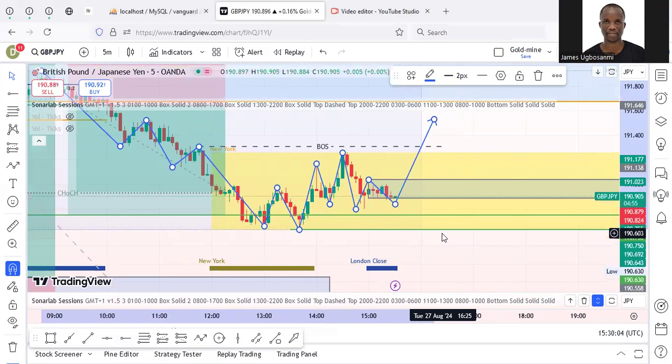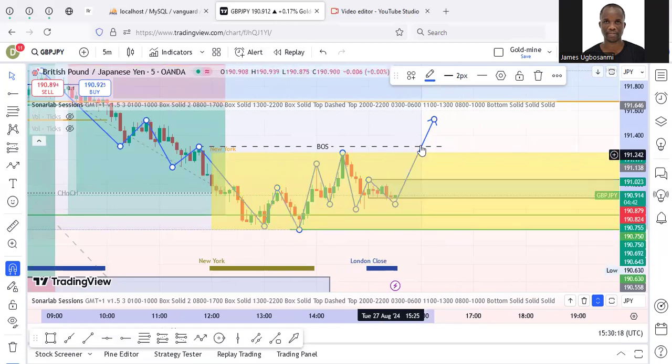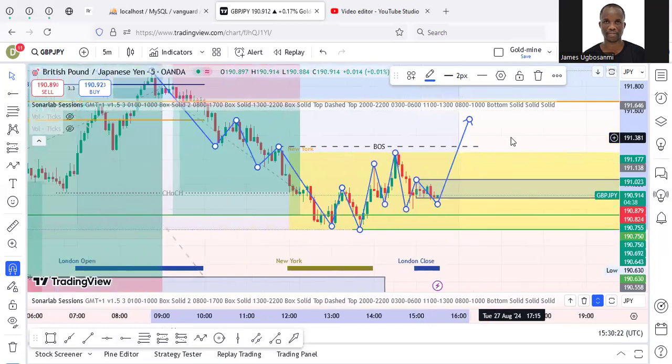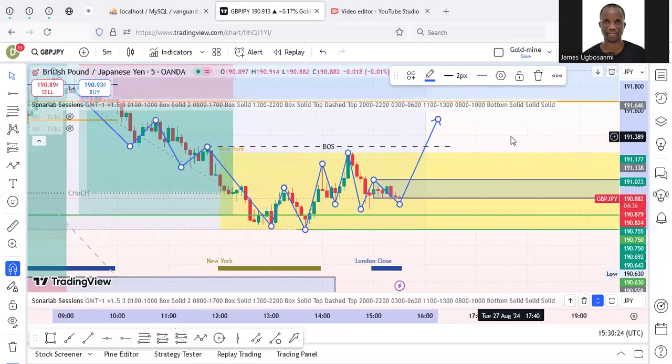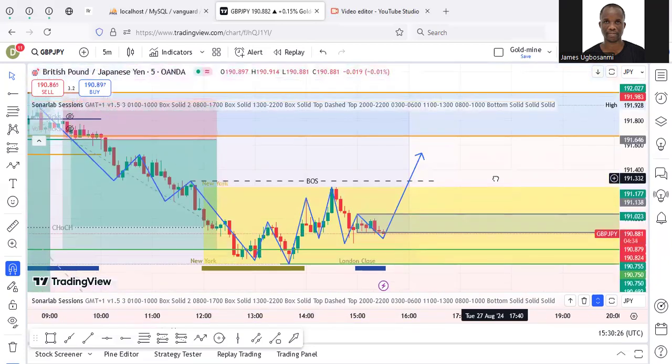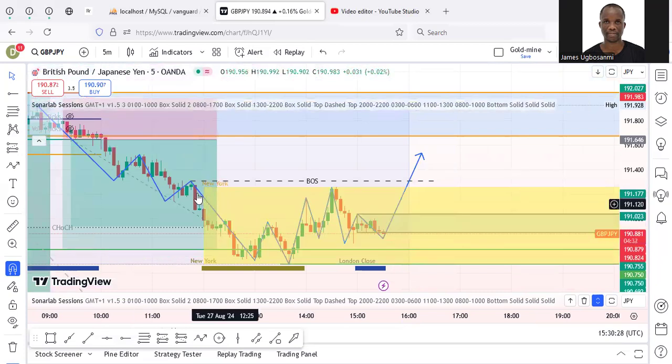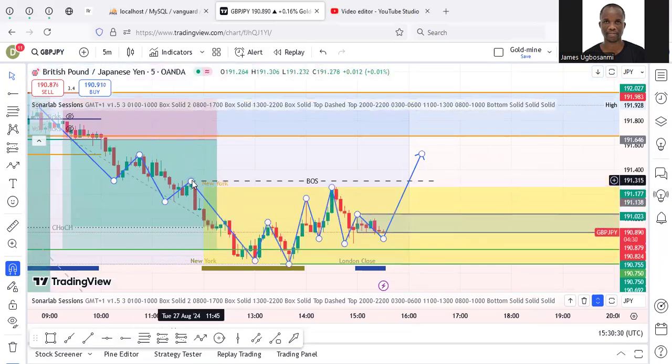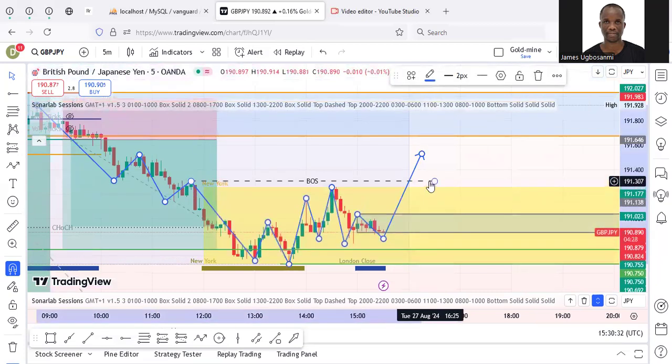So now, let's just wait for it to actually play out. For it to break above, it has to break above this. Else if we enter, we'll be in trouble. It has to at least break above this price level.